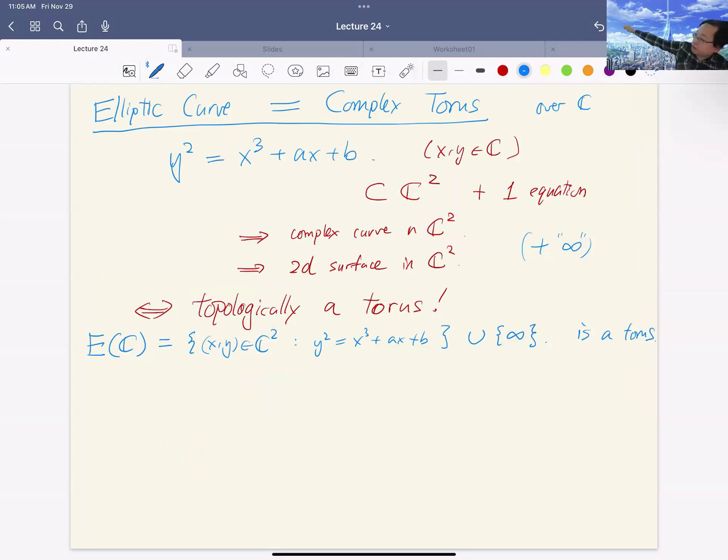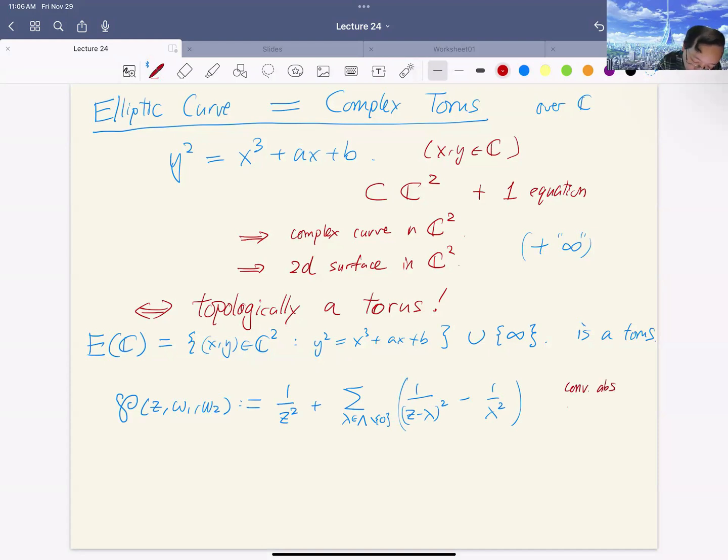So first of all, we actually can have an explicit expression of the p function. The Weierstrass p function is defined to be the following. It's 1/z squared plus the sum over all the points in the lattice without zero of this expression. So it's an infinite sum. It converges absolutely on all the z that is not on the lattice.